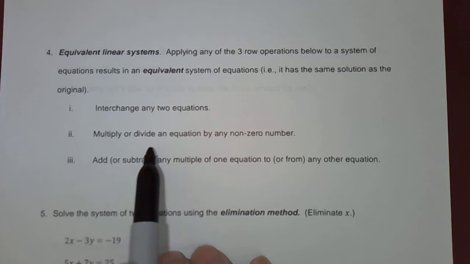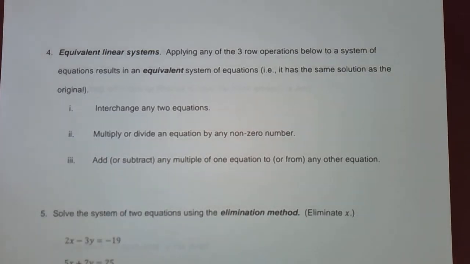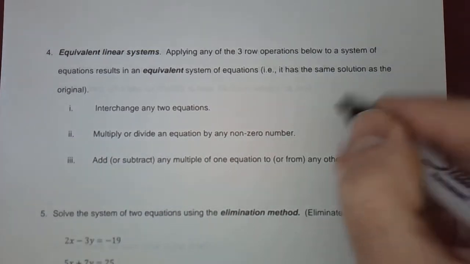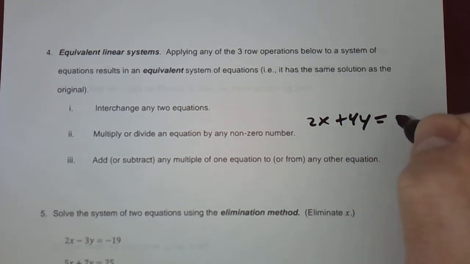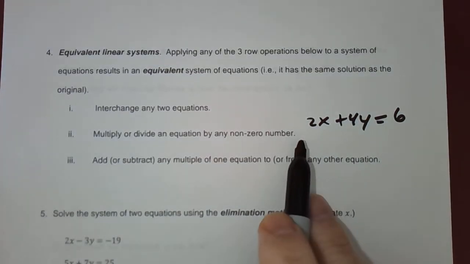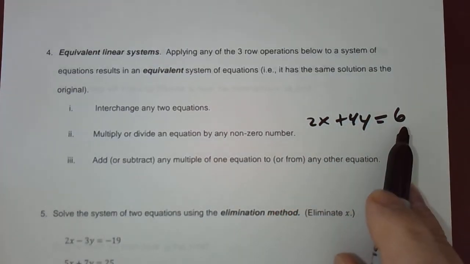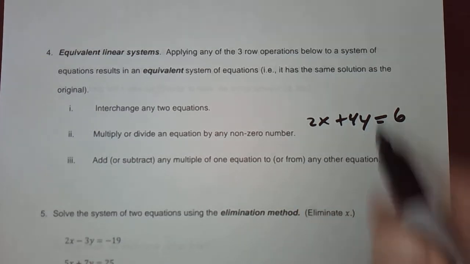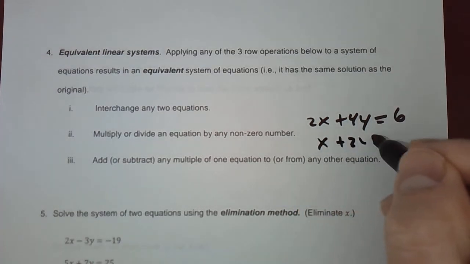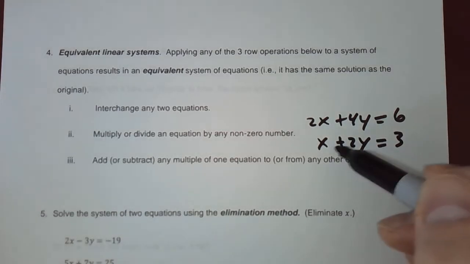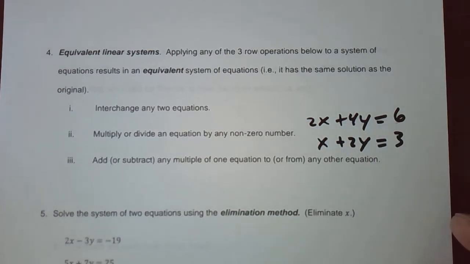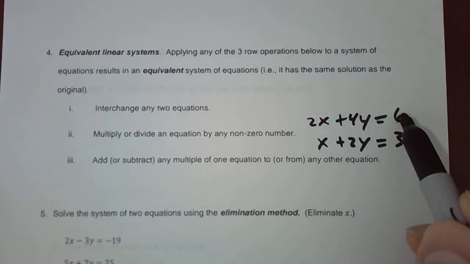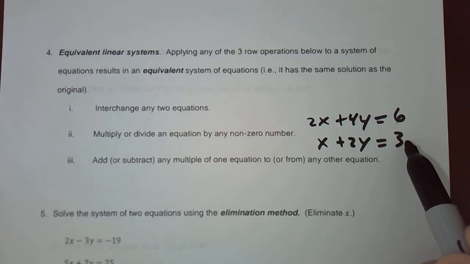We're also allowed to multiply or divide an equation by any non-zero number. For example, if you had 2x plus 4y equals 6, you could multiply the entire equation by 1/2, which is the same as dividing by 2, and you get x plus 2y equals 3. This equation has exactly the same solution as this one does. If you were to graph this, you'd get a straight line. You graph this one, you get exactly the same straight line.